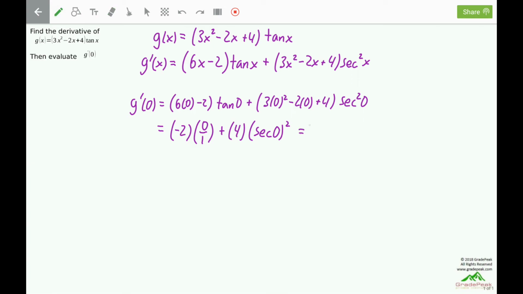The first term, we have a negative 2 times a 0 over 1. Well, 0 over any non-zero number is a 0. And then we have 4 times the secant of 0. The secant of 0 is 1 over the cosine of 0. The cosine of 0 is a 1, so 1 over 1, and then squared. The first term, negative 2 times 0, is a 0, plus 4 times 1 over 1, which is 1 squared. 1 squared is a 1 times a 4, and that will give us a 4.